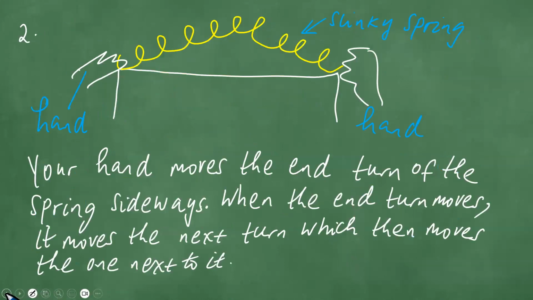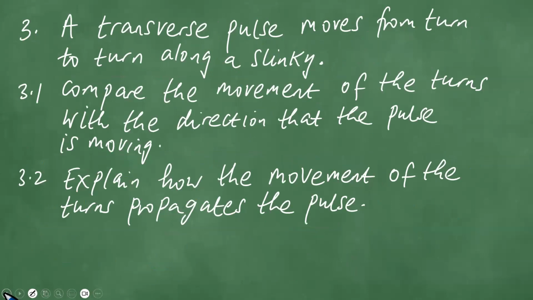Next question. Three point two. Explain how the movement of the turns propagates the pulse. So here we're to compare the turns and the direction that the pulse is moving. You can see that those turns are up and down, but the direction of this pulse is from left to right. So that's one thing that we note. Explain how the movement of the turns propagates the pulse.